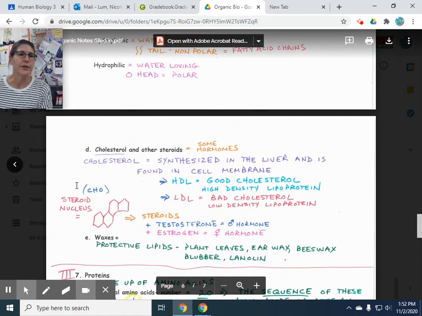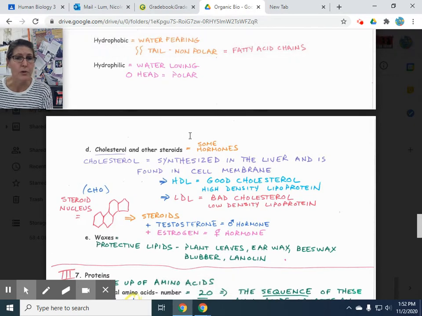Last little bit for your lipids: cholesterol and other steroids. Some of your hormones are also lipid-based. So when people go on diets and they cut out fats and they cut out carbs and they get really cranky, well, they're messing with some of their hormones, because some of their hormones are actually lipid-based. Cholesterol is actually synthesized, which means that it's created in your liver, and it's found within the cell membrane.